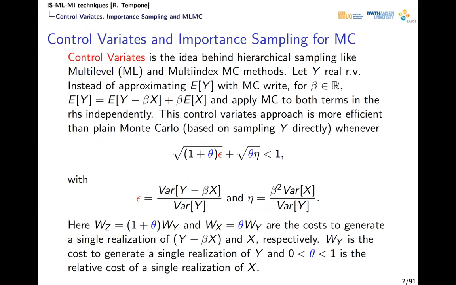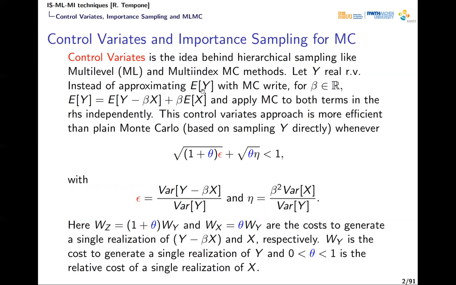Let's begin with the building blocks of control variates and importance sampling in the context of Monte Carlo. Control variates is the idea behind hierarchical sampling, like multi-level and multi-index Monte Carlo methods. Just to keep it in your mind, I recall it here. Let y be a random variable.